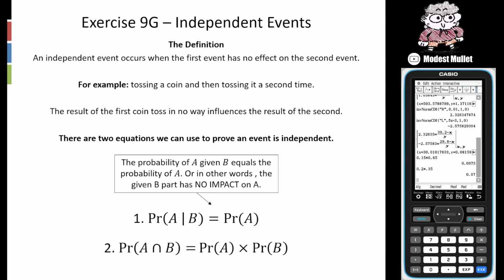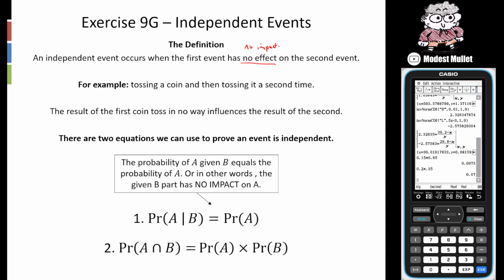This one we're looking at independent events. Now, what is an independent event? An independent event occurs when the first event has no effect on the second event. Okay, and the key words are no effect or no impact.